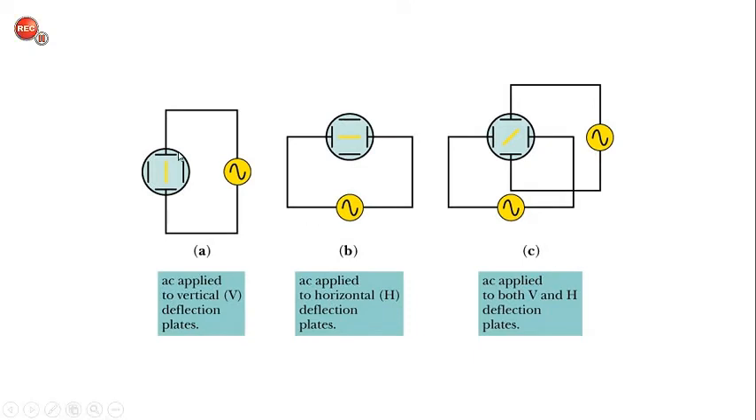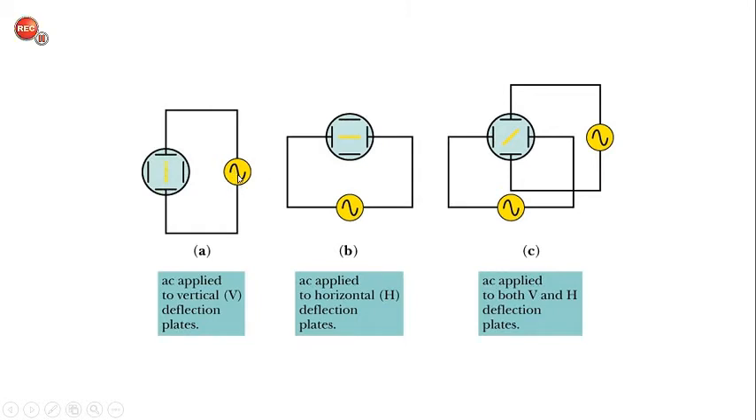If we were to apply an AC signal to the deflection plates, when the AC signal is high, the top plate is positive, the bottom plate is negative, and the electron beam is deflected upwards. And when the sine wave is low, now the bottom plate is positive, the upper plate is negative, and the electron beam will be deflected downward. Now if the frequency of the sine wave was slow enough, we would see the dot moving up and down with the same frequency as the sine wave.